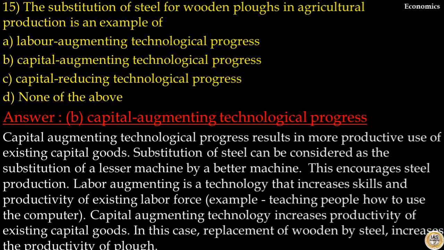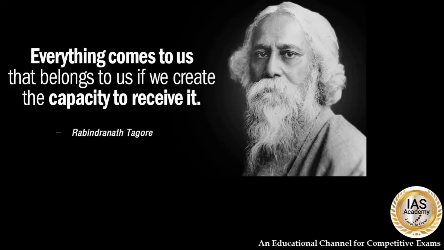This encourages steel production. Labor-augmenting is a technology that increases skills and productivity of the existing labor force. For example, teaching people how to use the computer is an example of labor-augmenting technology. Capital-augmenting technology increases productivity of existing capital goods. In this case, replacement of wood by steel increases the productivity of the plough. So, the answer to this question is option B.